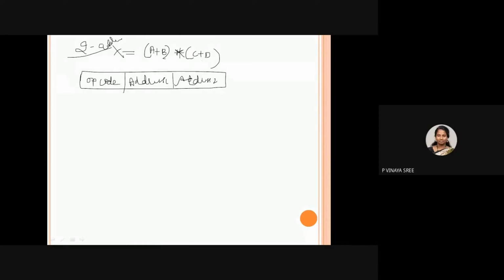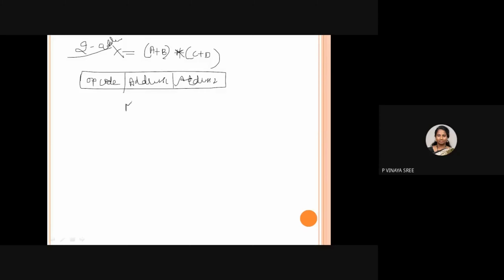We will be discussing the two address instruction format with the same expression, X equals A plus B into C plus D. The instruction format is opcode, address 1, address 2. First of all, the operands A, B, C, D will be present inside memory. So first we need to move those values into registers.